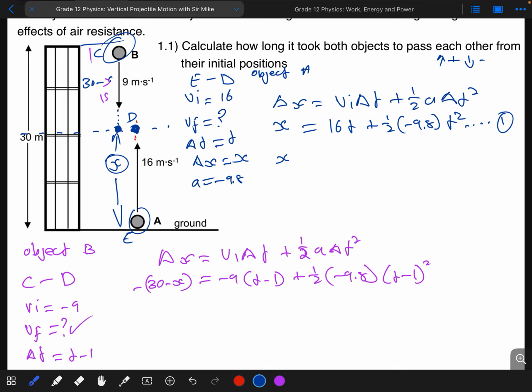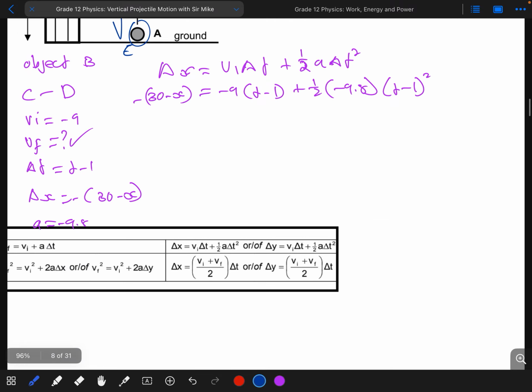So in this case I would have x equals 16t minus 4.9t squared for that one, right? If I simplify, we say that's equation 1. Let me just erase that so that it's simplified.